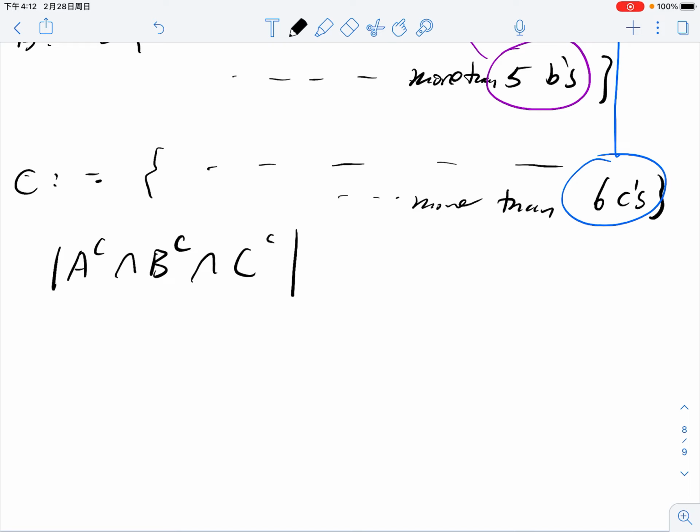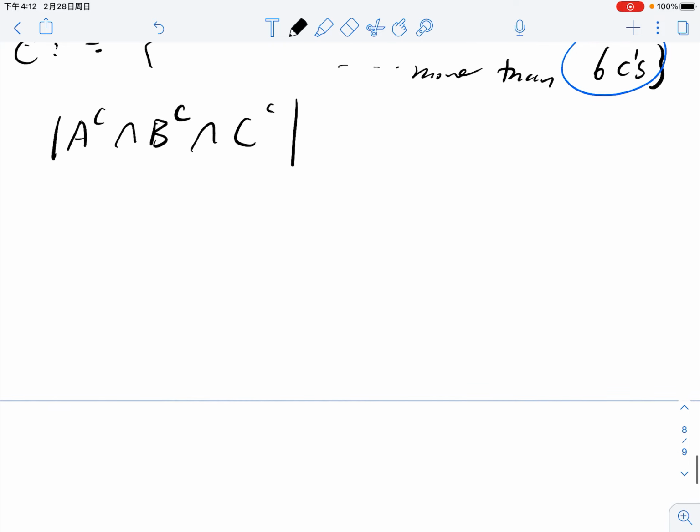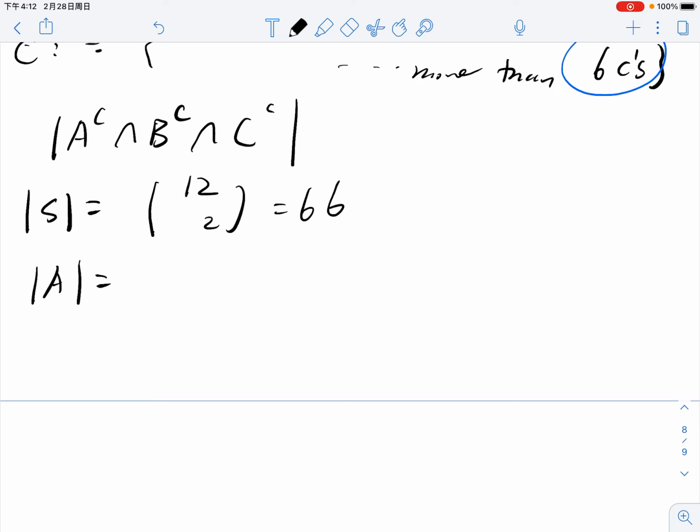Okay, then we can apply the formula before. And to use the formula, we need to calculate all the ingredients inside the formula. For example, the cardinality of S by the original formula star, we know is 12 choose 2, which is 66. And the cardinality of A, recall that the question has an equivalent formulation as an equation.